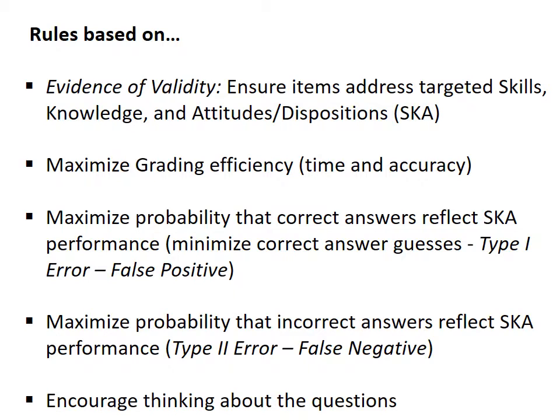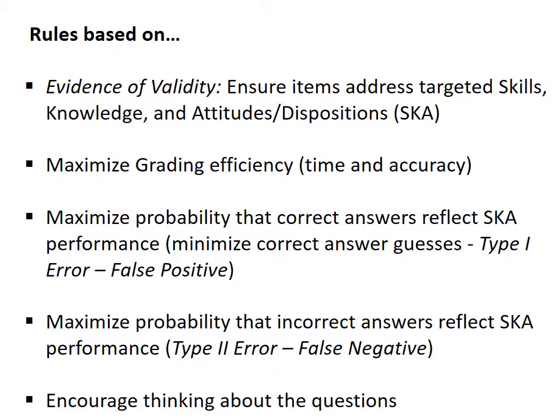Also, you want to maximize the probability that correct answers reflect the performances that you want. You want to minimize correct answer guesses. That is, a student guessing something correctly even though they don't know how to perform the skill. That would be a type 1 error. Also maximizing the probability that incorrect answers reflect their level of performance. That would be type 2 errors.